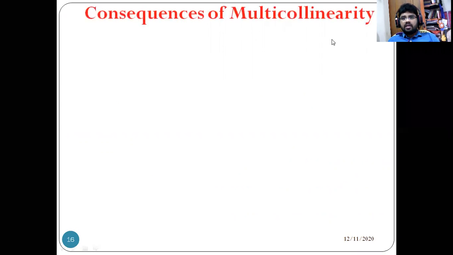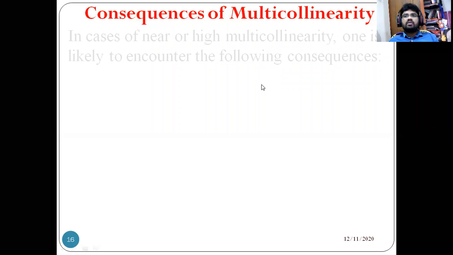So the main topic now is the consequences of multicollinearity. Earlier we discussed what the causes are. So what are the consequences? If there is a multicollinearity problem in our model, what will happen? That is, what can we observe in the regression model when there is such a problem?